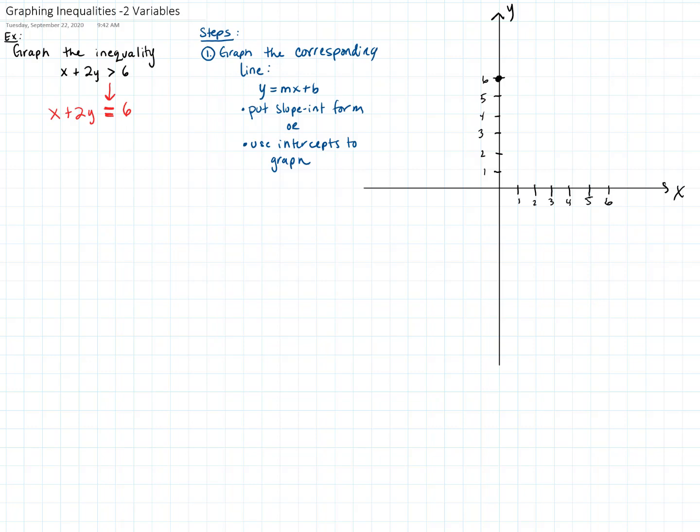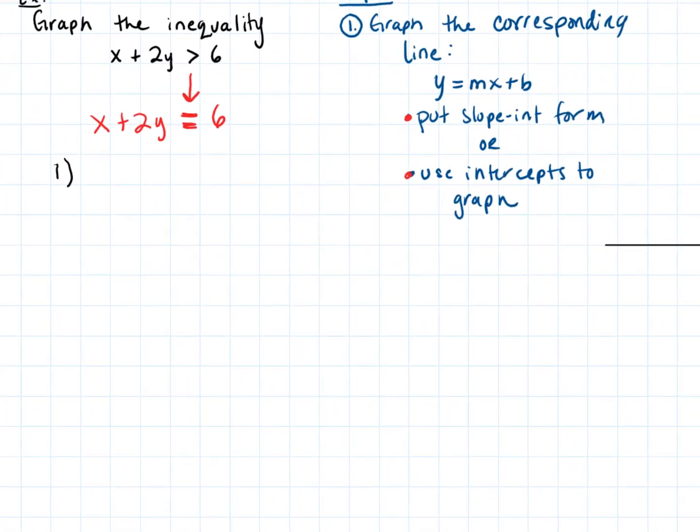And so we actually have two ways to do that. We can put it into slope-intercept form, y equals mx plus b, or we could use the intercepts to graph. So let's go through and actually do both of those just for some practice. And so the first way, I got to zoom in a little so I have some space here.